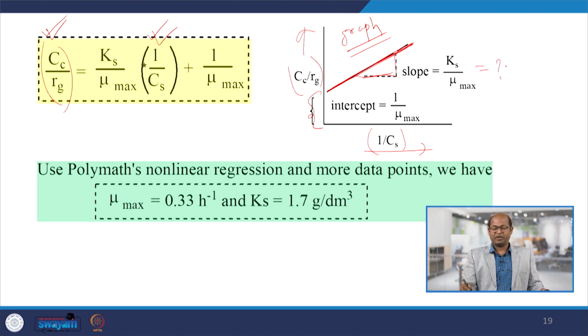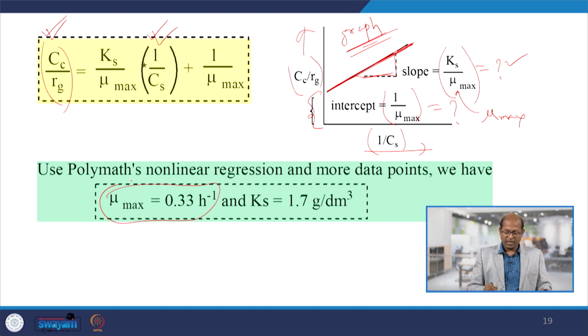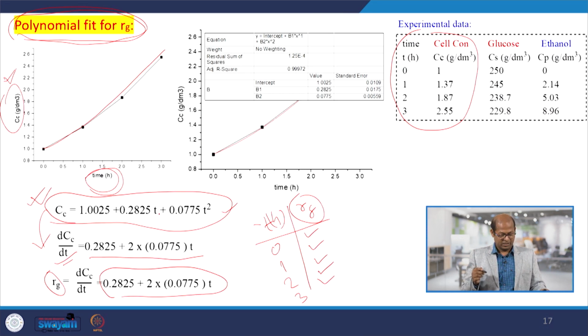Some numerical value would come, that may be 0.5, 0.3, whatever. From the slope we can find Ks by mu max, and from the intercept also some numerical value we can find, so from here mu max we can find out. Then we substitute mu max here and Ks we can find out. So, from this graph mu max is this for this particular reaction, and Ks equals this. From the Polymath nonlinear regression we can also find mu max in the Monod equation.